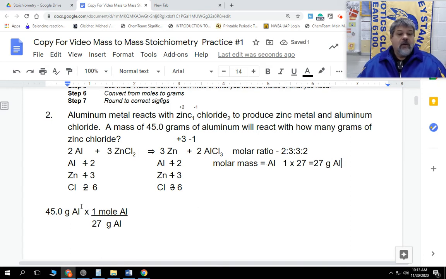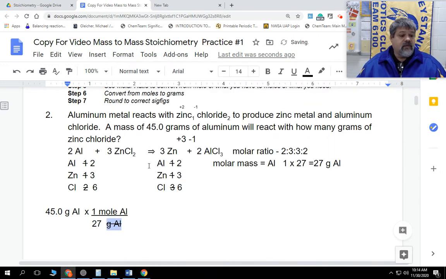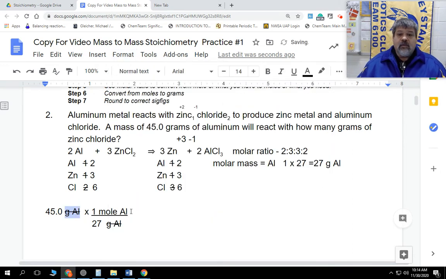Okay, so let's go back to the stoichiometry problem. I have grams of aluminum here and grams of aluminum down there, which means I have one on top, one on bottom. So I can go ahead and get rid of both of those. What that tells us now is that we have it in moles of aluminum. So now I can use my molar ratio to go from one to the next.